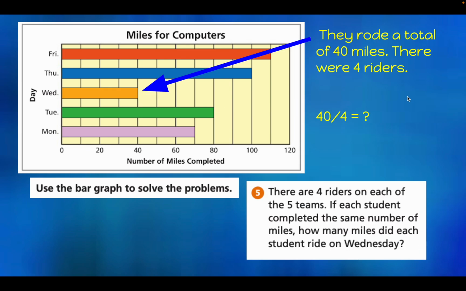Number 5, there are 4 riders on each of the 5 teams. If each student completed the same number of miles, how many miles did each student ride on Wednesday? Okay, so I helped you with this one. So they rode 40 miles on Wednesday, and there were 4 riders, and they each rode the same amount. So it'd take the total 40 divided by the 4 riders would be how many miles that they rode. So you are solving 40 divided by 4.